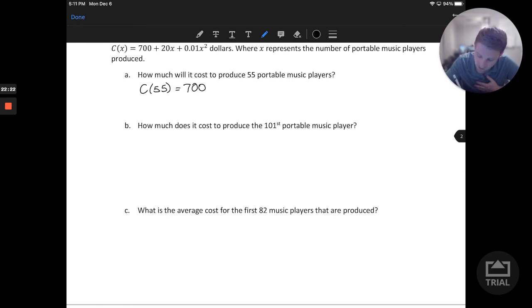We have our 700 plus 20 times 55. And we can input our 55 squared in that last portion. If we go ahead and evaluate our expression here, our function will have an output of $1,830 and 25 cents. That would be the total cost for 55 players.